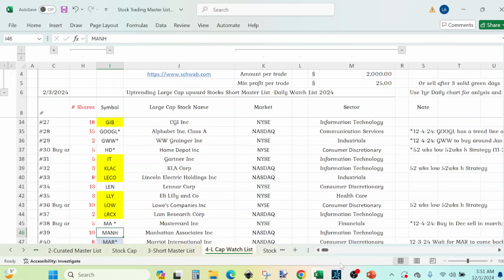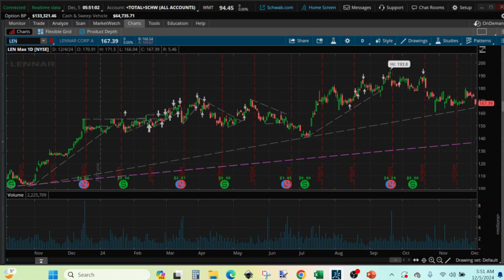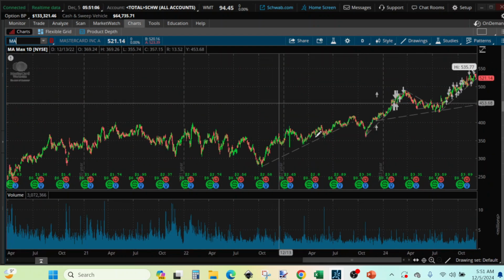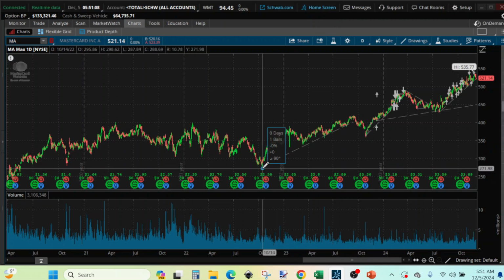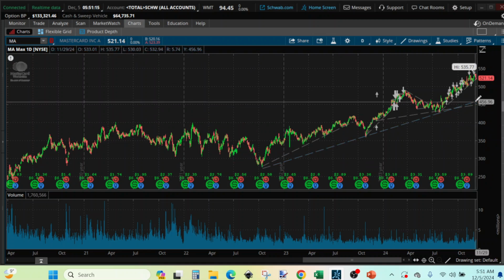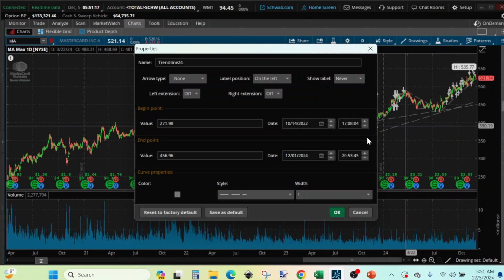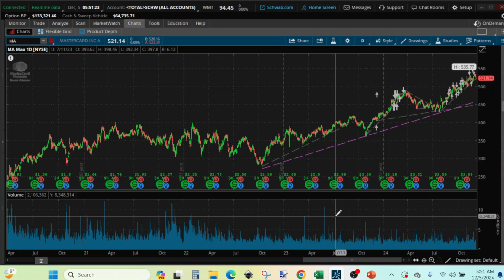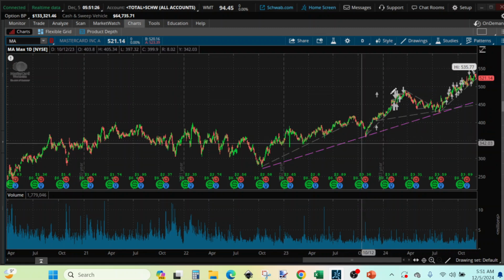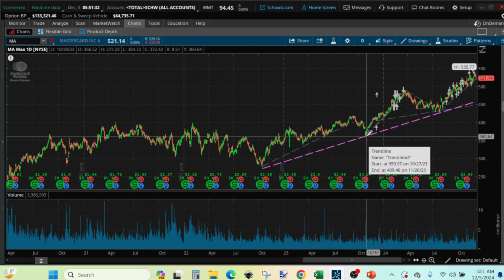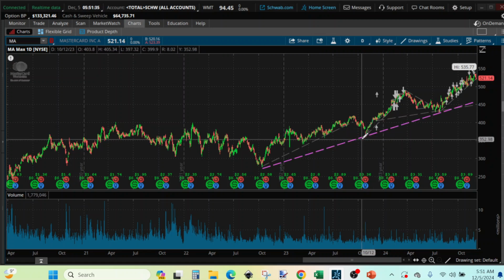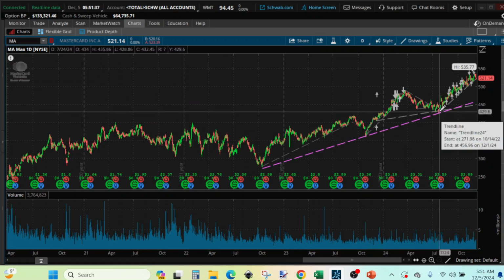So we'll go to MA. So MA, let's connect those. That will be the line we are going to be waiting on, because it reached it. So that tells me that what it's doing here, it could come back to it. So this is October 2023. It happened in July. It came back to it.